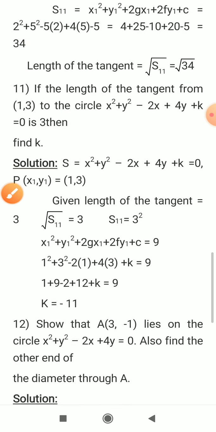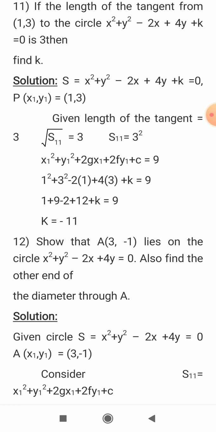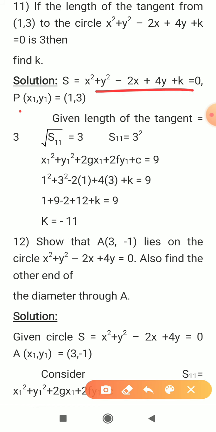So for root S11, we write the given circle equation as S. The point is (1, 3). Given length of the tangent is root S11, which is given to be equal to 3. So root S11 is equal to 3. Squaring on both sides, S11 is equal to 3 square.